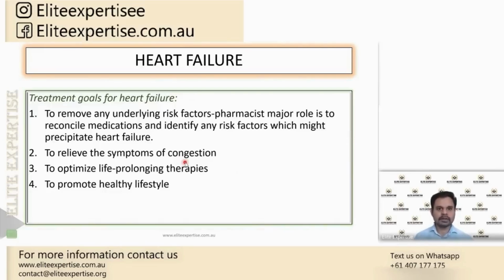So the first goal is to identify any risk factors and remove them. The second goal is to give relief from the symptoms, which is the first step we need to do if the patient has congestion. The third goal is to promote the life prolonging therapies. And the fourth goal is to promote a healthy lifestyle to the patient. Now let's look at how we can achieve these goals.